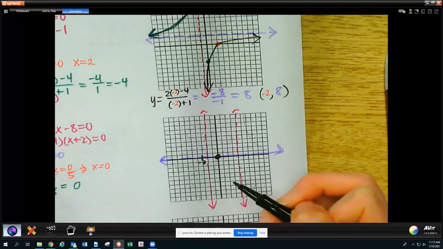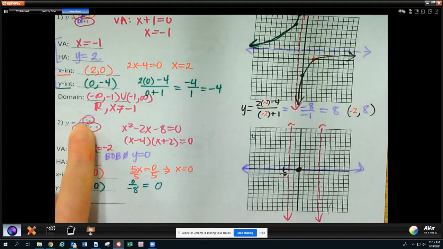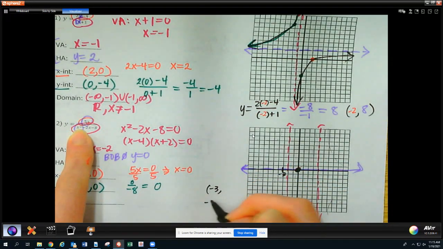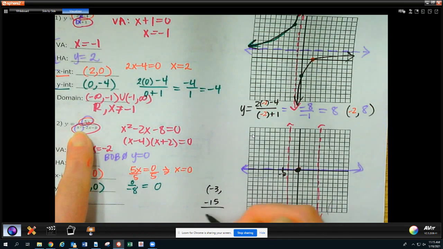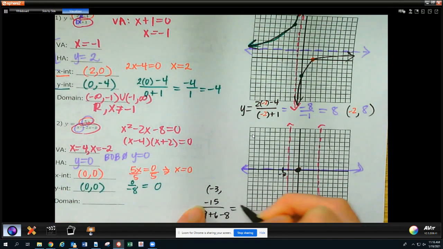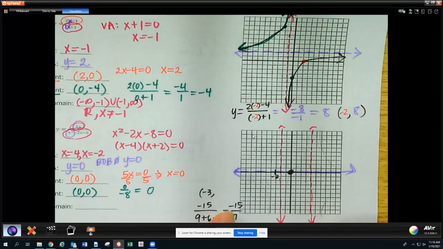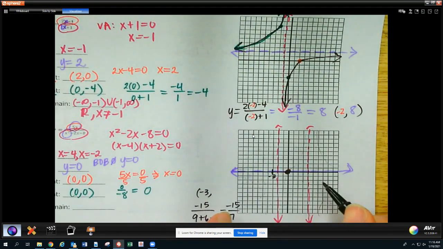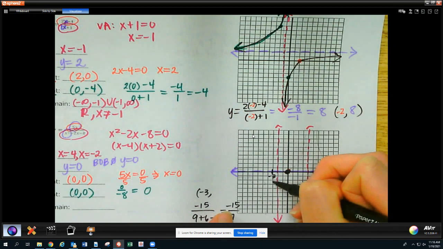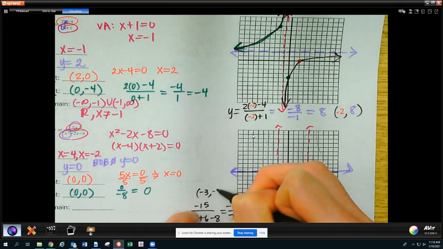Okay, so if I plug in -3 to this function, I get -15 on top, and then a 9 plus 6 minus 8 on bottom, which is -15 over 7. And all I really needed to know is that it's negative. It's a little bit bigger than, or a little bit smaller than -2. And so that's going to be down here.